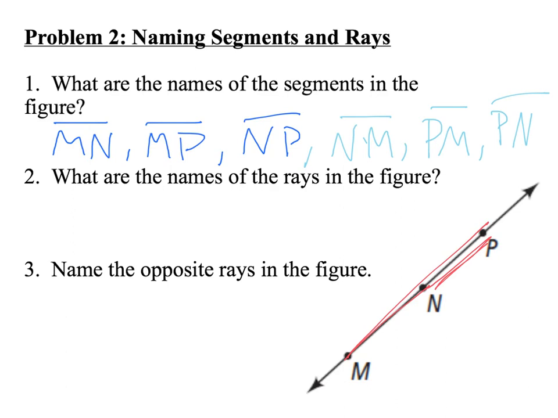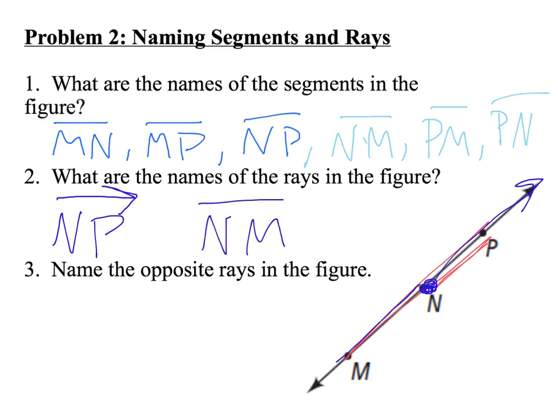Now when I'm looking at what are the rays in this picture, here's my endpoint right here in the middle. I have ray NP, and you want to make sure to have that arrow by the P, and you also have ray NM. So again, you want to make sure to have no arrow by the N because that's the endpoint. And those are going to be the same as the opposite rays in the figure.